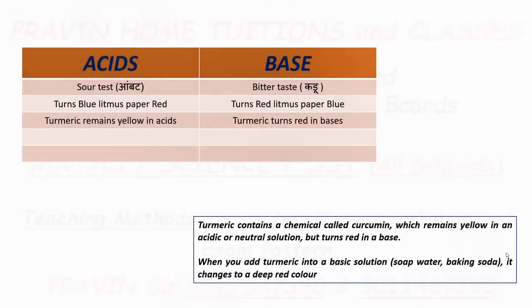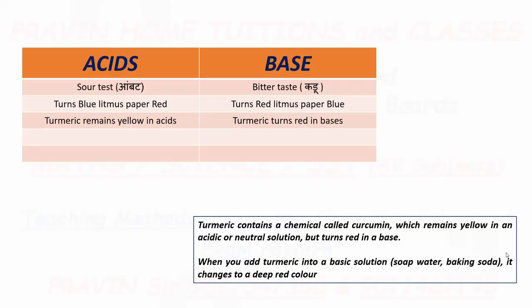So, the basic difference between acids and bases. The taste of acid is sour. The taste of base is bitter. In acid, blue litmus paper turns red. In base, red litmus paper turns blue.